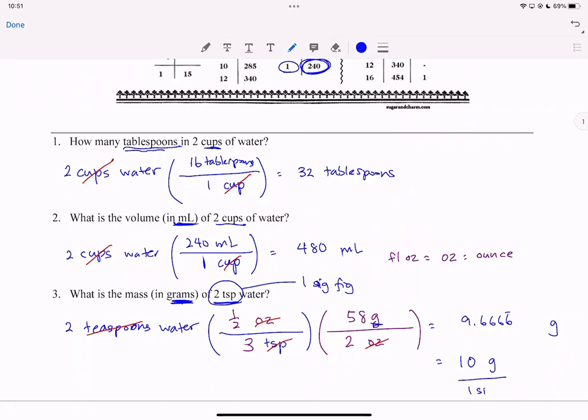This number has 1 sig fig because remember that the trailing 0, that 0 in the 10, is not significant because there's not a decimal there. So that has 1 sig fig, same as the original number value. Sound good?